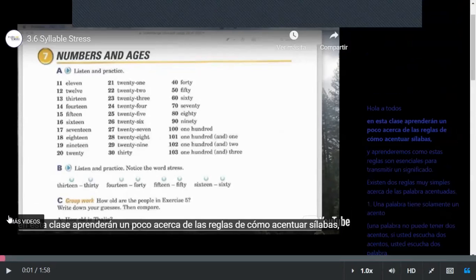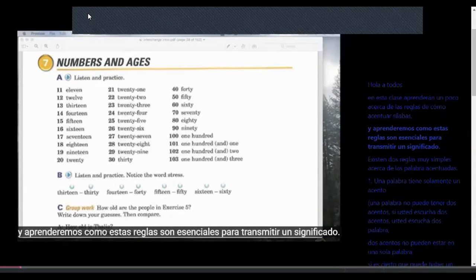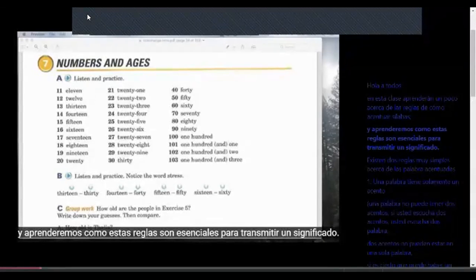Activate, put the mute, pónganle mute y practíquenlo repitiendo en casa, all right? Deactivate your microphone. You'll learn a few rules on how to stress syllables, and we will learn how these rules are essential in order to convey our meaning.